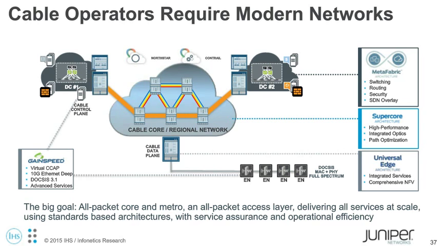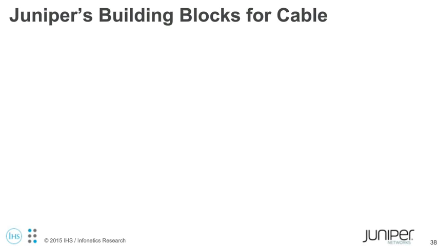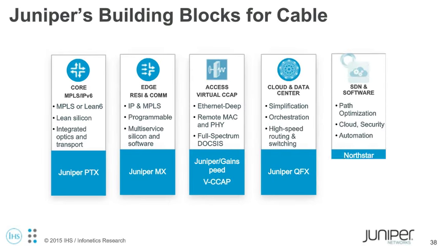So if you guys are interested in learning more about our building blocks for cable, our specific products, please reach out to your local Juniper account team. But between our PTX, which is our core router, the MX, which is our edge router, the virtual CCAP work that Juniper and Gainspeed are doing together, our QFX switching and software, Juniper has a very good story to tell for cable. The role of an edge router is to add value to packets. The role of a core router is to transport those packets very efficiently. And we can go into any level of detail that you might like to. So with that, I'll pass it back to Jeff.